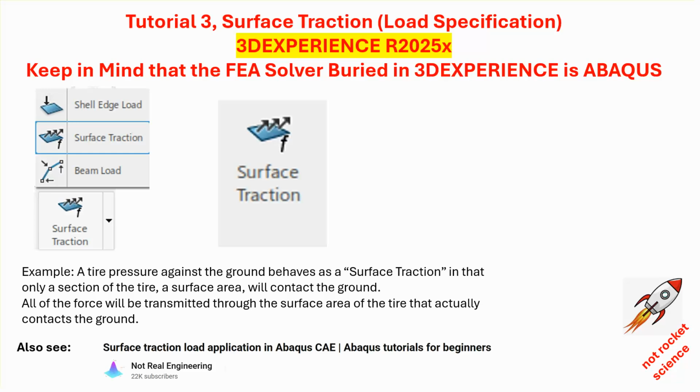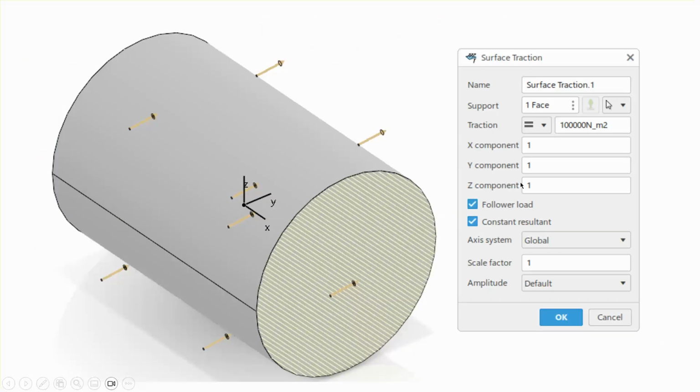The particular video that I was talking about was right here. This is the link to it, but it was done for the Abaqus CAE interface, which is completely different, day and night. So when you click on surface traction, a dialog box like this opens up, and you can select as the support a face, which can be flat or curved, and then you can specify a direction along which, for example, pressure traction is specified. Now, I will not do an example like that, but I will do a more simplified version, as you'll see in a minute.